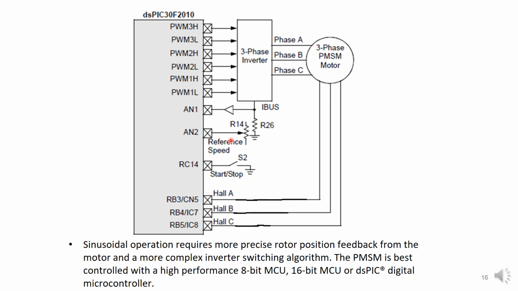The reference speed is given through a potentiometer, which is connected to port A and 2. By adjusting the potentiometer, we can adjust the reference speed. For the operation of this microcontroller, we need a high performance microcontroller like an 8-bit MCU, a 16-bit MCU or a DSP. A PIC which supports DSP operation can also be used.